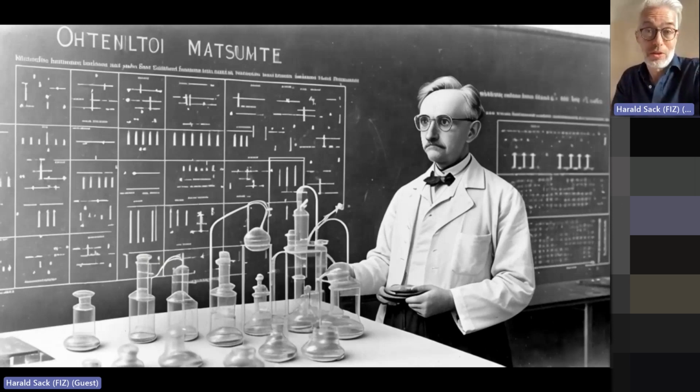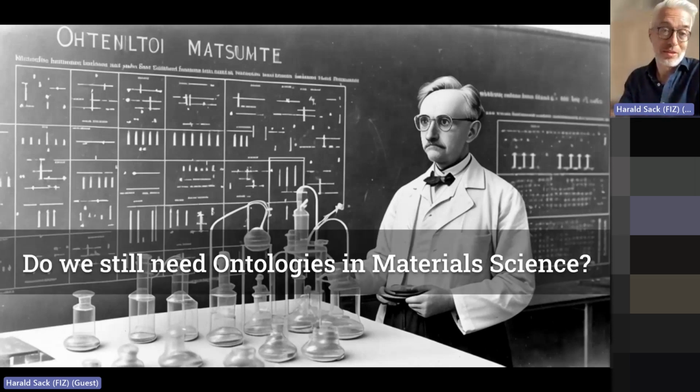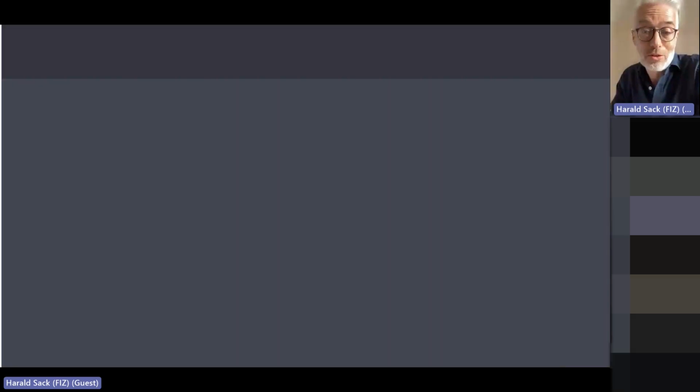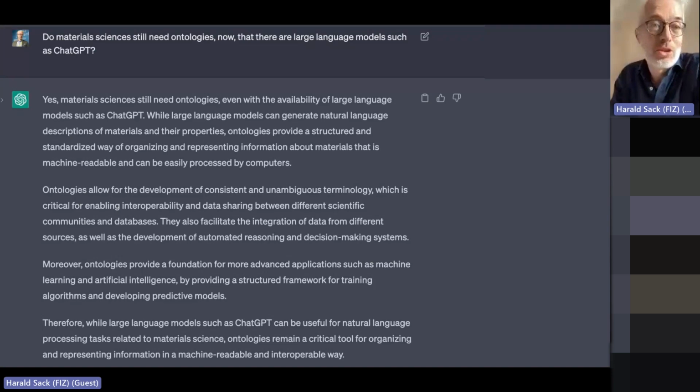Yeah, of course, that was a very good question. So I thought to myself, that might be a topic that I might address here in my first few words. So, do we still need ontologies in material science? And of course, we computer scientists also are using large language models. So I thought to myself, okay, let's ask this question to ChatGPT. So I was asking, does material science still need ontologies now that there are large language models such as ChatGPT?